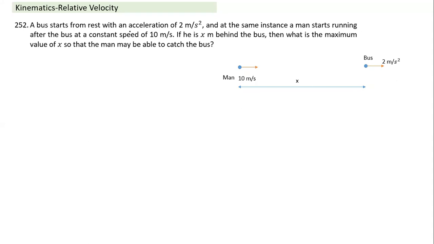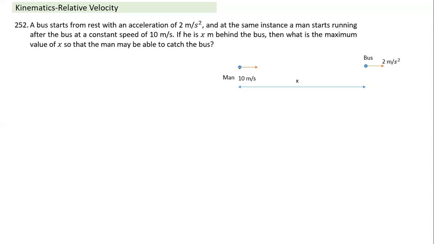A bus starts from rest with an acceleration of 2 meters per second square. Many of you might have experienced this: you want to travel by bus, you see the bus at a distance, and the bus has just started. It could be a train also. It starts with an acceleration of 2 meters per second square, and we assume the acceleration remains constant within that time period. So within the time interval which is relevant here, it is constant.